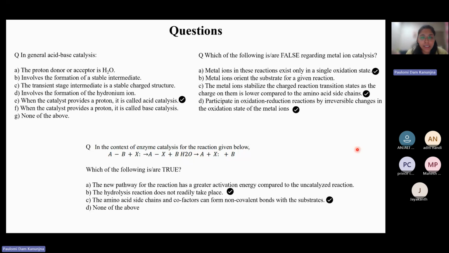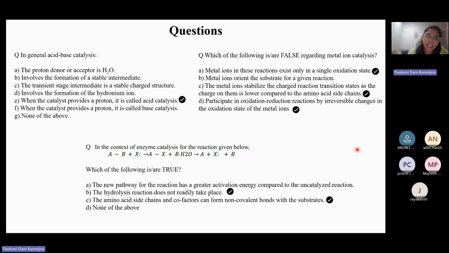D, the formation of hydronium ion. This is false again, because the hydronium ions are formed only in specific acid base catalysis, where you have a donor or a proton and H2O in the medium. But in general acid base catalysis, it does not have to have water with hydronium ion formation as a step. Next two, E is correct, which says the catalyst provides the proton, it's acid catalysis.